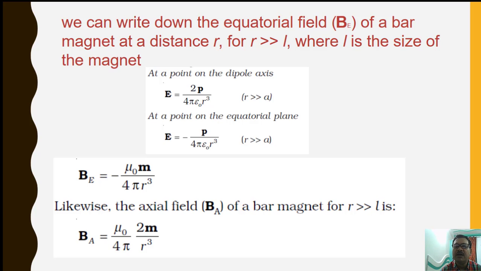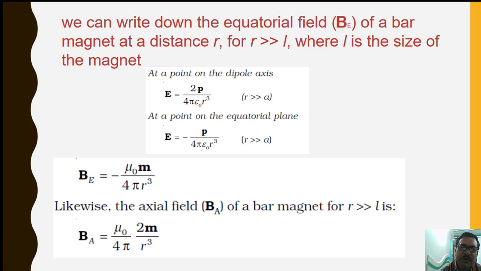distance r, for r much greater than L, where L is the size or length of the magnet. Before writing the expression for BE, first we recall the results in case of electric dipole. First one, at a point on the dipole axis, E equal to 2p/4πε0 r cube, r is much greater than a, where a is the distance of any charge from the center of the electric dipole.